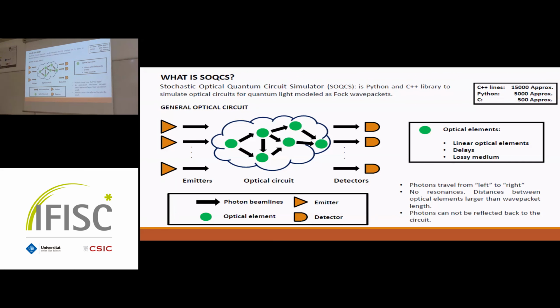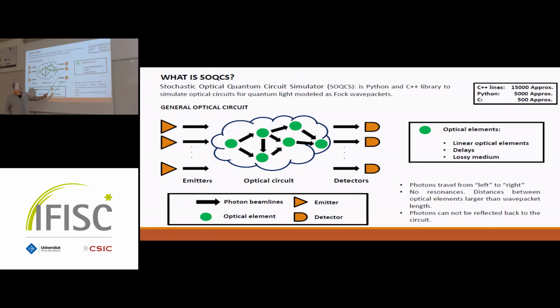But the first thing that we have to define, since I have been told that this seminar must be introductory at first, because not everybody here works even in quantum mechanics, is: what is a quantum circuit? What do you understand as a quantum circuit? Here is my model. I understand a quantum circuit as a series of optical elements interconnected between them by photon beam lines. These optical elements are linear optical elements, which means that we can represent them by a matrix.